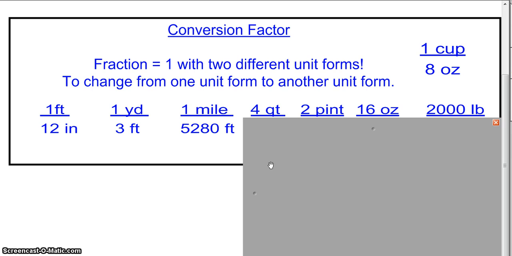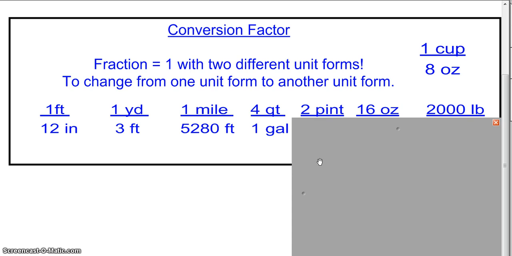4 quarts equals 1 what? No, that's between systems. It's not 1 liter. A quart is a quarter of a gallon. That's why it's called a quart. There's 4 of them in a gallon. Quarter, like 4 quarters in $1. Okay? And you may not know this, but there are 2 pints in 1 quart. Good.